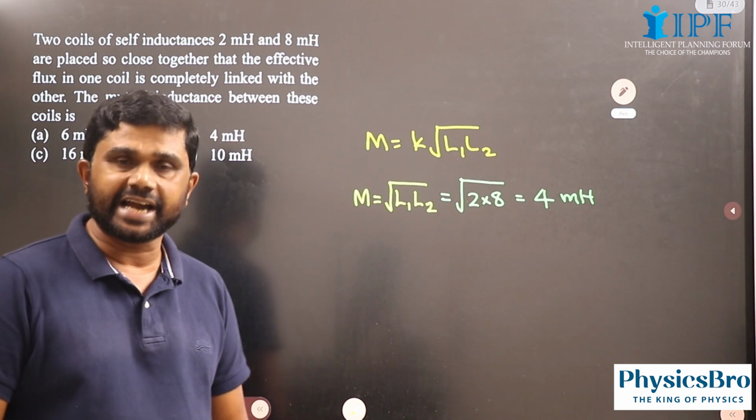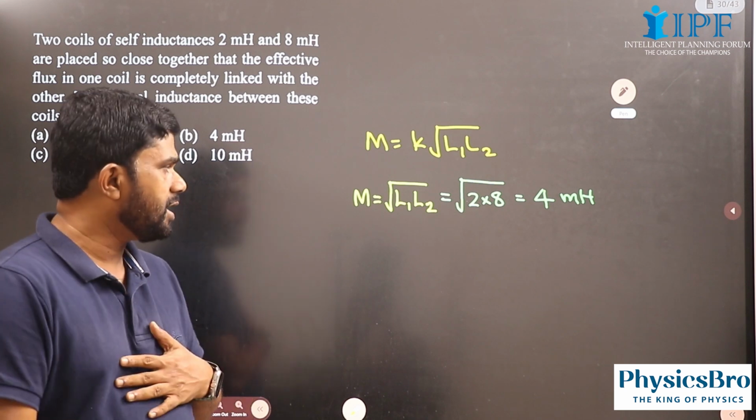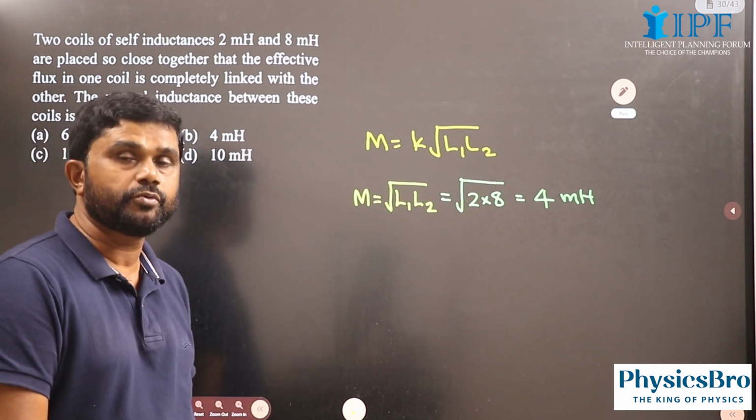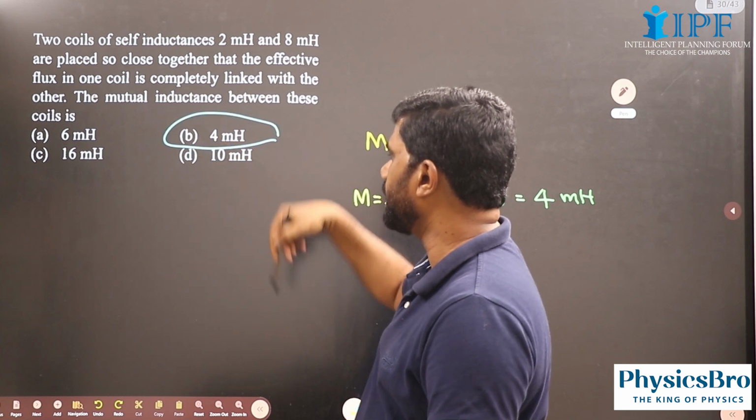Here the given case is ideal where there is no flux leakage. Tight coupling, K equal to 1, and we have L1 and L2 as 2 and 8. So 2 into 2 and 8, the mutual inductance will be 4 millihenry.